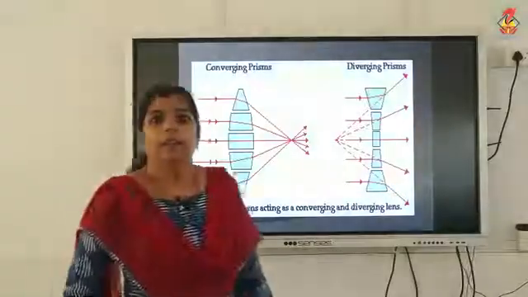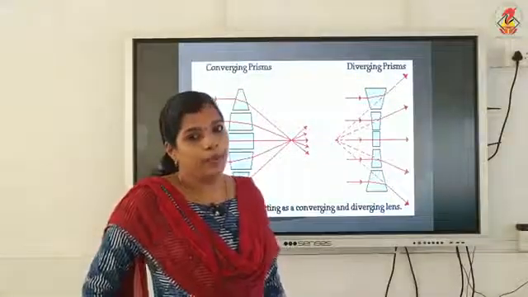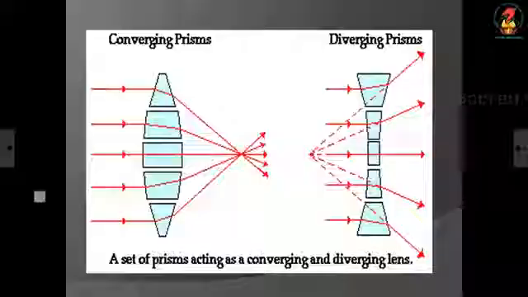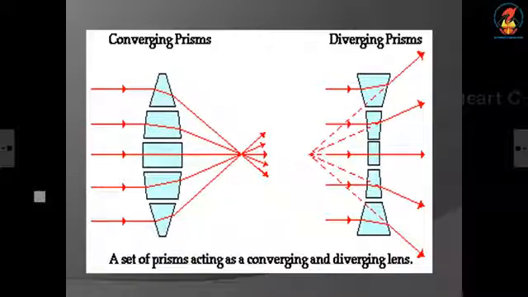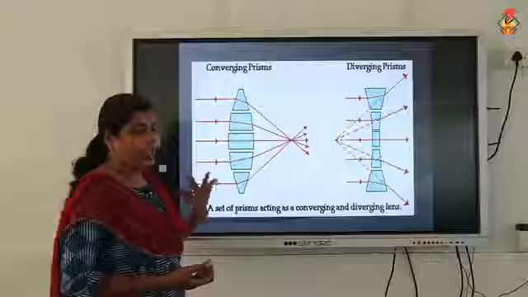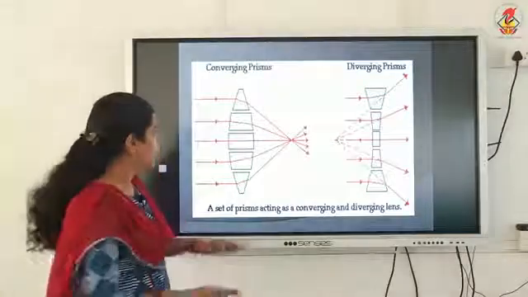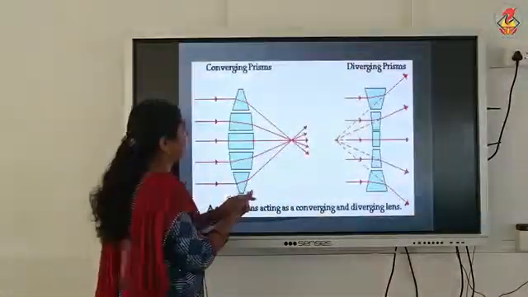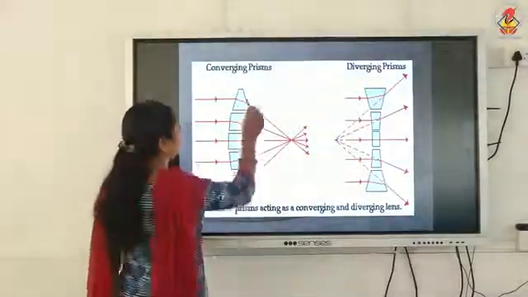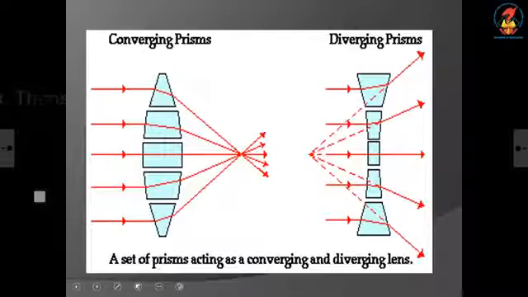Here, when light passes through a prism, if it is passing through the optical center, it will not suffer any deviation. Without any deviation, it will pass through the lens. All the other light rays will suffer bending, or refraction will take place. So, this convex lens can be split up like this. This one is a prism, this one is also a prism, and these three are glass slabs.